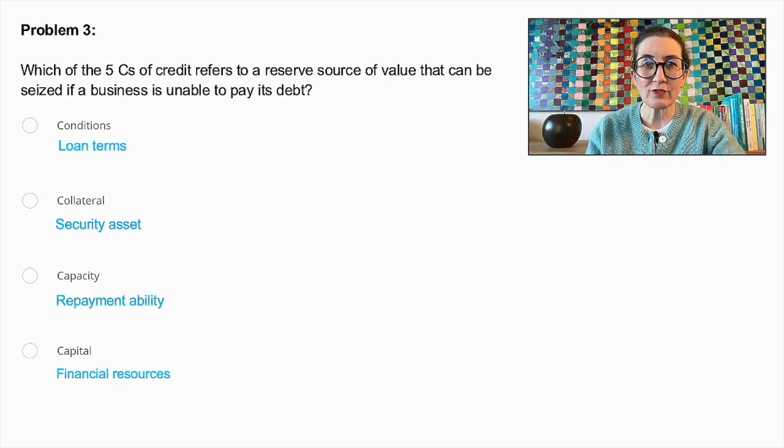However, collateral refers to a reserve source of value that can be seized if a business is unable to pay its debt. Collateral provides security to the lender, as it can be sold to recover the loan amount in case of default.